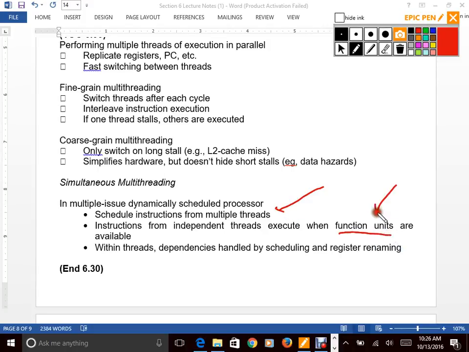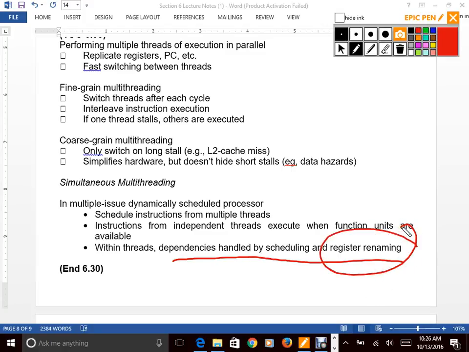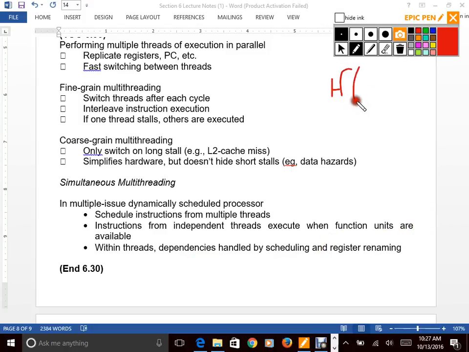A function unit is just a fancy way of saying that we try to have different processes do different types of instructions. And then within threads, dependencies are handled by scheduling and register renaming. We're actually going to go into register renaming in the cadence part. For the time being, just know that when you're doing loops and trying to figure out which loop you want to use, there's this process called loop unrolling. So if you had i equals j, and then some sort of variable, and i++ is one of them, then we'd have to do a calculation here.